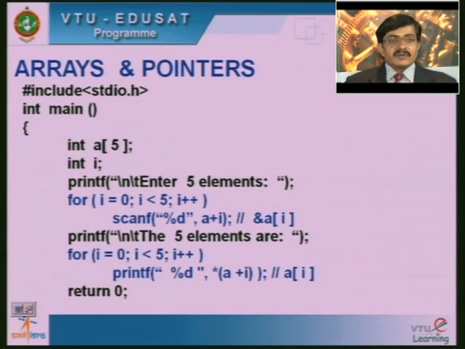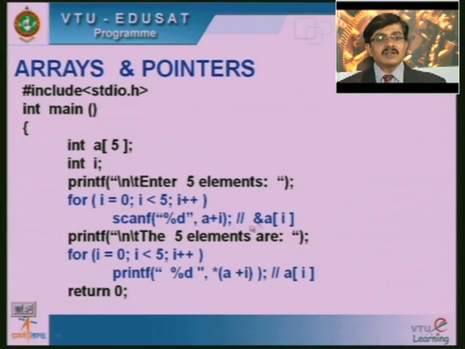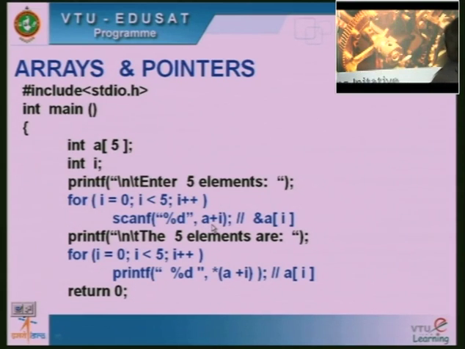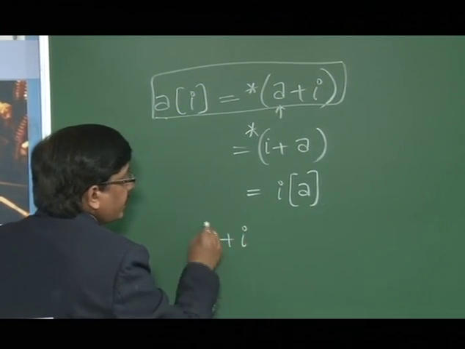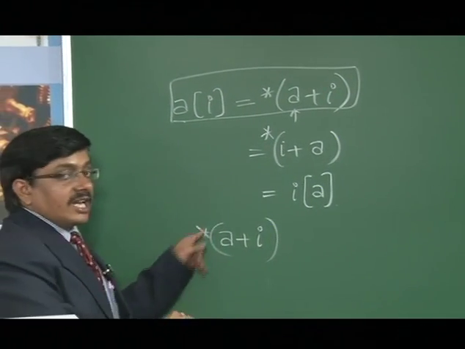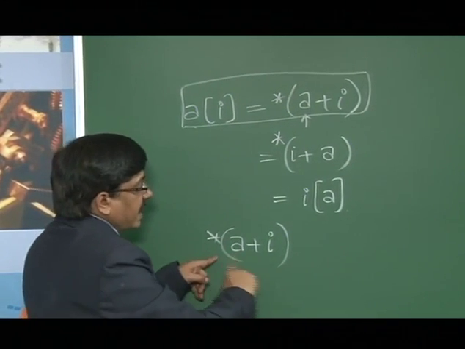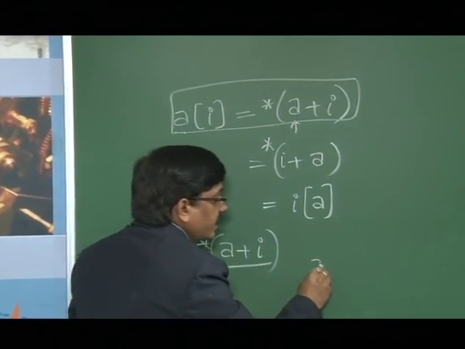Now, consider this particular program where we read array elements using pointers. Here A is an array of 5 integer elements. The 5 elements I am going to read here: I equal to 0, I less than 5, I plus plus. Here I am not using ampersand A of I; rather I am using A plus I only, without the square brackets. When A of I is star of A plus I, then I can use A plus I without the star. With the star means the value at address A plus I. So since scanf expects the address here, I just use A plus I.